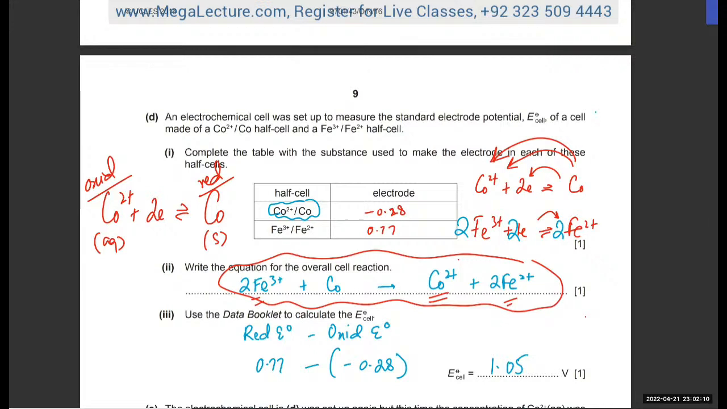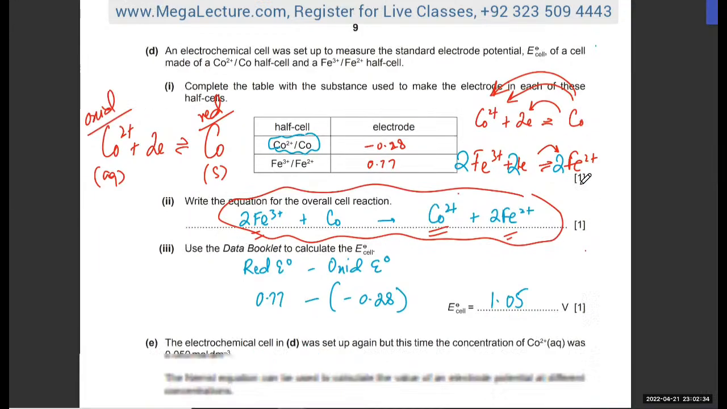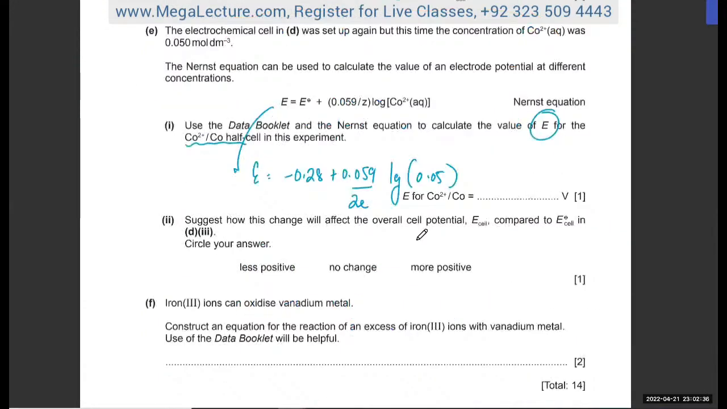The solution is becoming more positive, but we're not talking about the solution. We're not measuring the potential of the solution, we're measuring the potential of the electrode. So the electrons are accumulating on the electrode. So always remember, if the whole equation shifts to the left side, the potential will become more negative. So it's going to become more negative compared to minus 0.28. Vice versa, if it shifts to the right side, then it's going to become more positive. So in this case, it's going to become more negative, which means less positive.